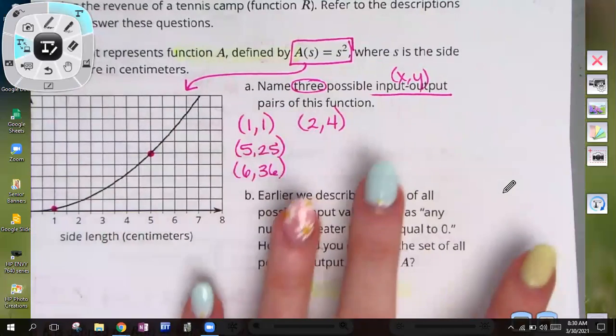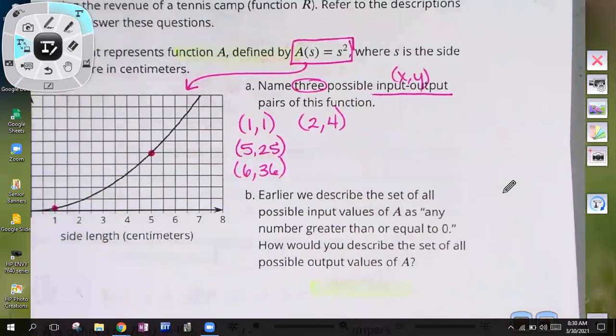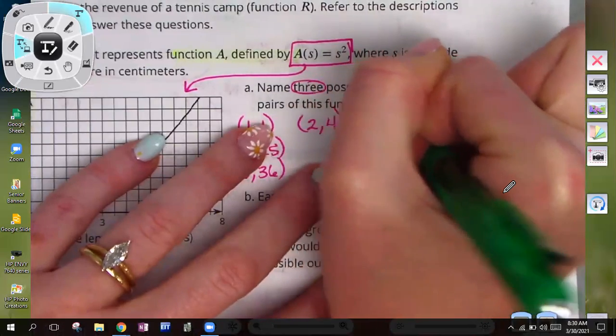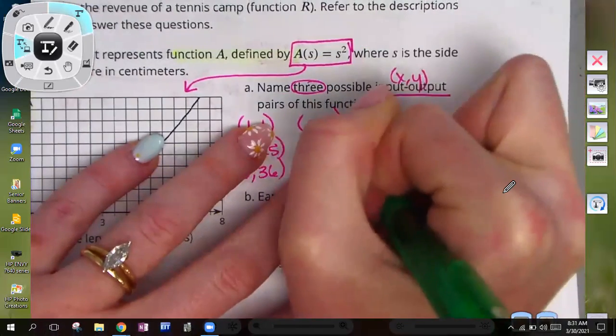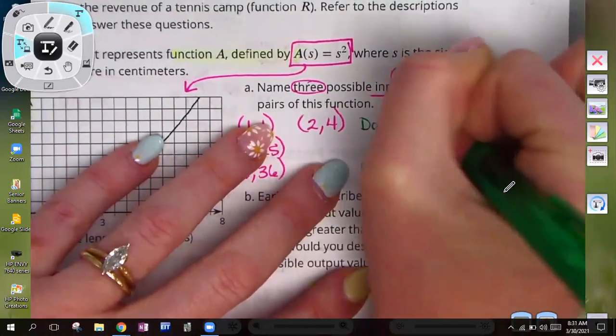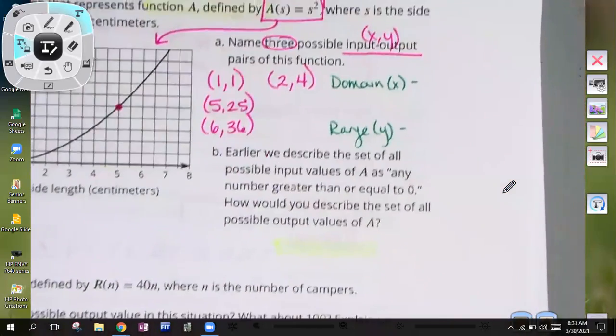Now, real quick, this is my own thing I'm adding to it because you're going to have a question like this here in a minute. We're going to talk about the domain and the range of these input-output pairs, okay? So write this out like this.